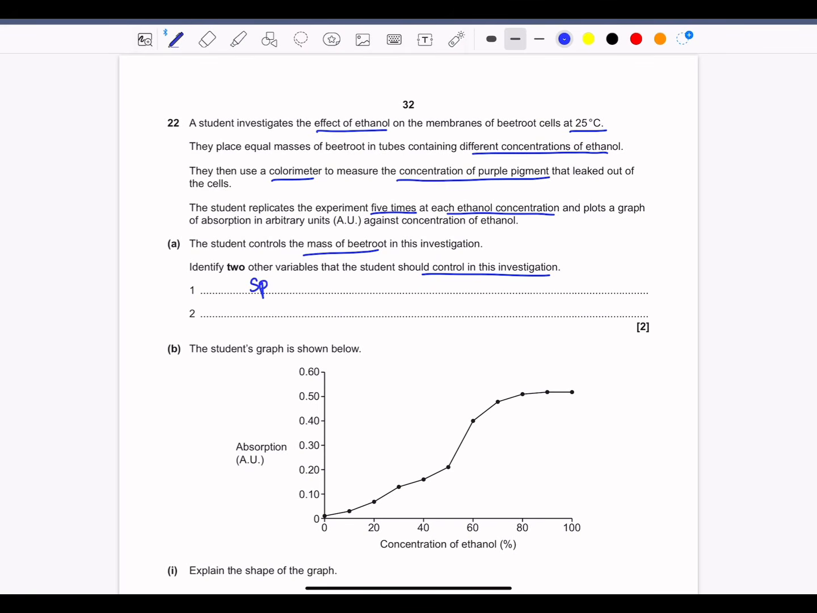The other variables could be species of beetroot, for one, as well as perhaps the dimensions of the beetroot. We're only investigating the effect of ethanol here, and they've told us that temperature is constant, which is why temperature is not an answer. We know that the mass of beetroot is also constant, but what about the dimensions? If one beetroot piece has a larger surface area than the other, it would be more affected. So that could be one. Also, we're changing concentrations, but we could keep the volume of ethanol the same. Other answers in the mark scheme included the same part of the beetroot, no skin on the beetroot, the variety or age of the beetroot, and the time that the beetroot piece is spent in ethanol, as well as the volume of ethanol.